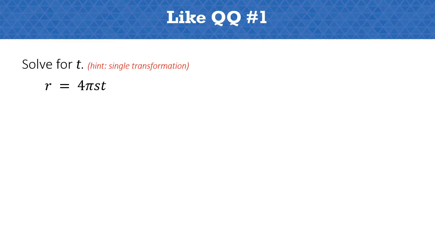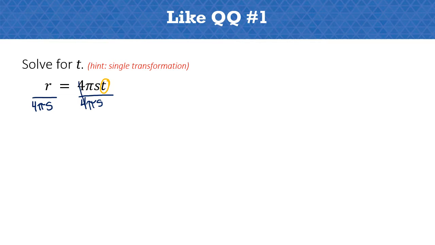We are trying to get t by itself, so we want to look at what's being done to the t. Well, we're multiplying 4, pi, and s times that t. So if we think about the inverse operation of multiplying all those things times the t, we know the inverse operation is division. So if we divide by the 4, the pi, and the s, whatever we do to one side, we have to do to the other.